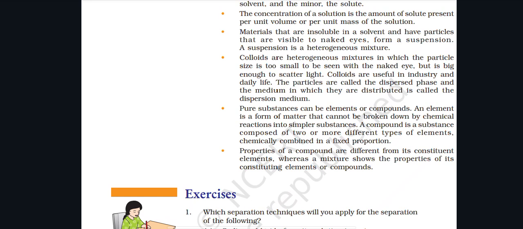Pure substances can be elements or compounds. An element is a form of matter which cannot be broken down by chemical reactions into simpler substances. A compound is a substance composed of two or more different types of elements chemically combined in a fixed proportion. Properties of a compound are different from its constituent elements, whereas a mixture shows the properties of its constituent elements or compounds.